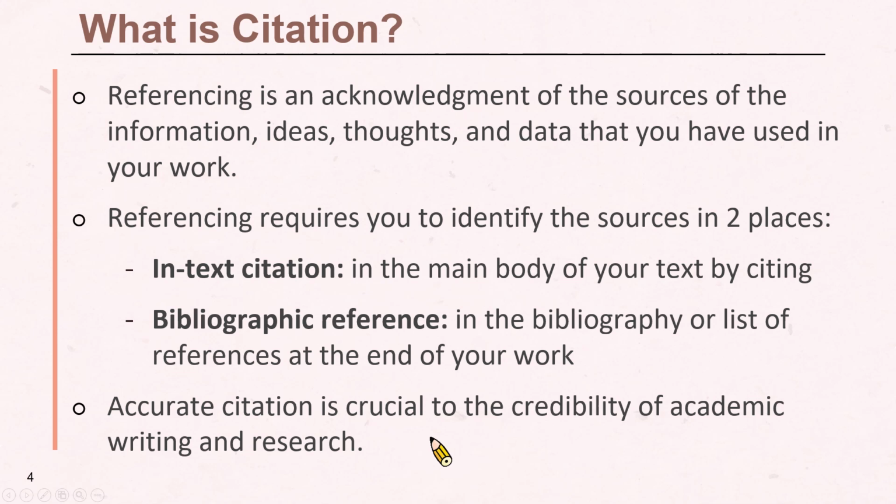The first part is the in-text citation. It's inserted in the text directly after the information is sourced from the literature. The second part is the bibliography reference. It appears at the end of the work and contains the source information. So accurate citation is crucial to the credibility of academic writing and research.